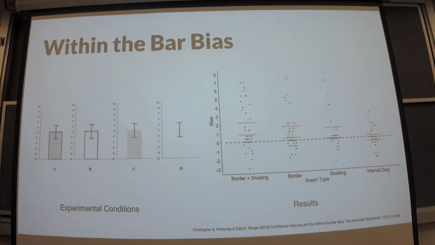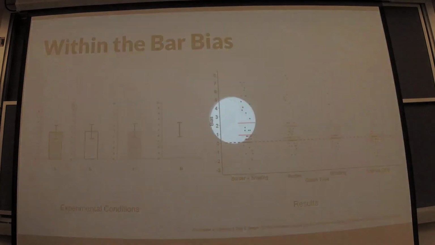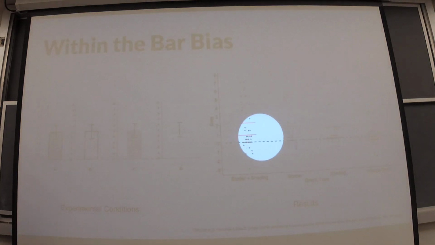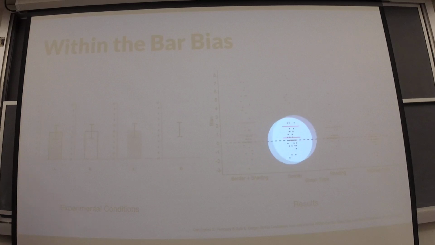So this is results from a paper that measured this within-the-bar bias by essentially showing a couple of different variations of these bar charts, and then one time only the median with error bars, like in stimulus D. And what you can see here is that the results were clearly biased for all of the examples except for the interval-only example here on the right. So this would be kind of what you would expect, and then you have the bias in these charts.